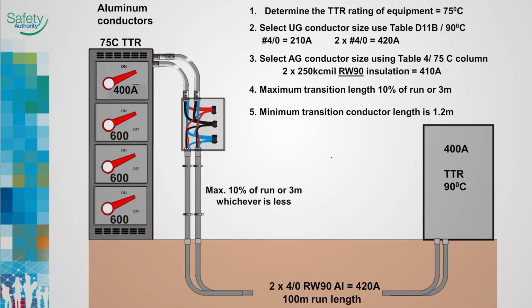In this example, the equipment TTR rating is 75 degrees. First, we need to select the ampacity of the underground conductor. Using Table D11B at 90 degrees, number 4/0 is allowed to carry 210 amps. Paralleled, this equals 420 amps. The maximum underground transition length is 10% of the run, or 3 meters, whichever is less. The minimum transition cable from the junction box to the switch must be a minimum of 1.2 meters. The above ground portion is sized using Table 4 and the 75-degree column. This paralleled is good for 410 amps. This meets the load requirements.